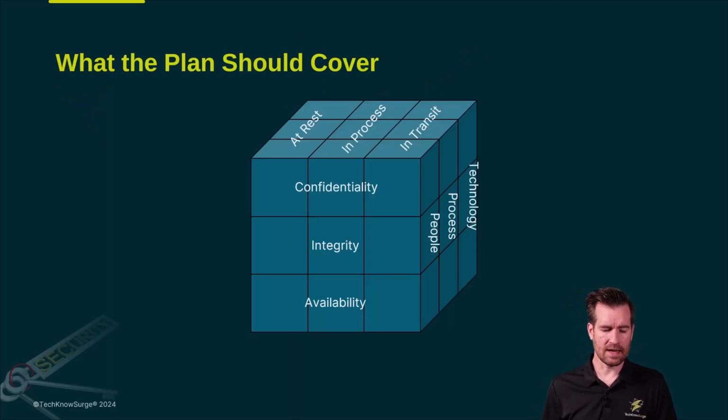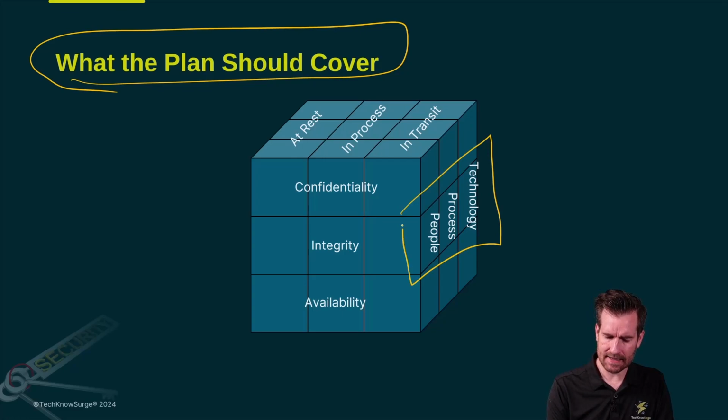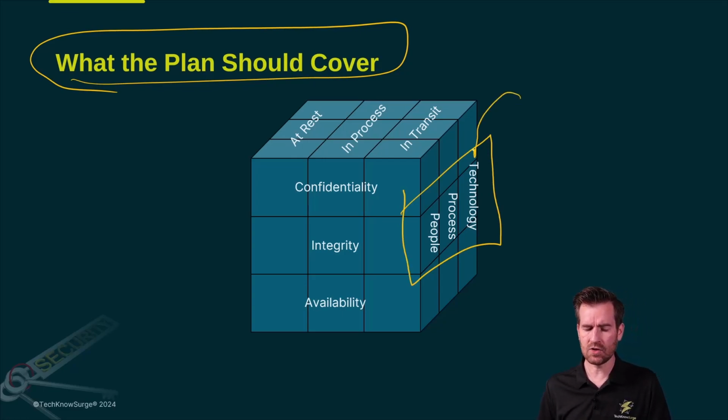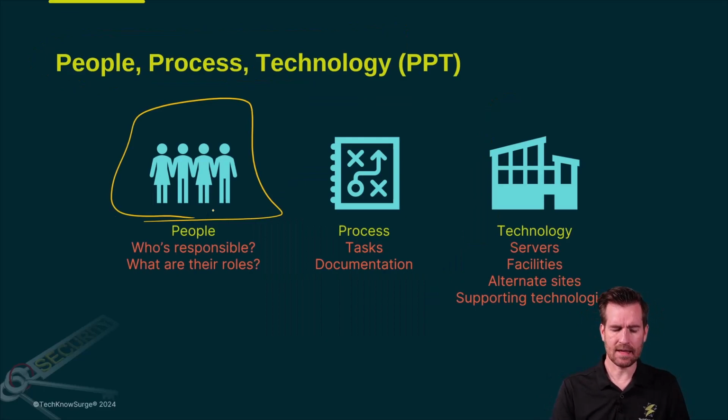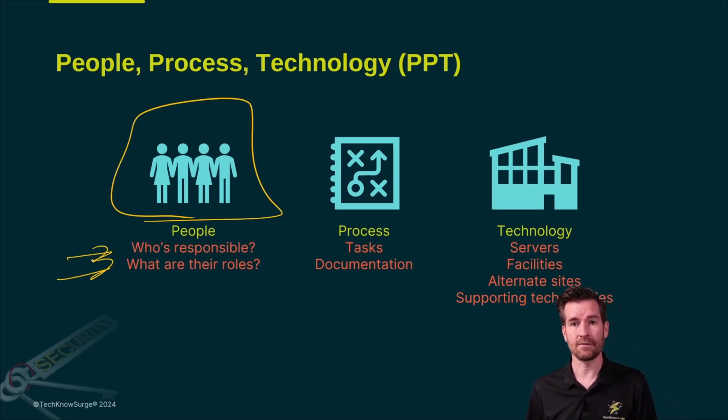So then the question is, well, what should the plan cover? And the answer to that is really our people, processes, and technology. We need to make sure that we are thinking about our technology, our processes, and our people when it comes to disaster recovery. When it comes to people, we've got to start thinking about who's going to be responsible and what they're responsible for. What are the different roles in disaster recovery?